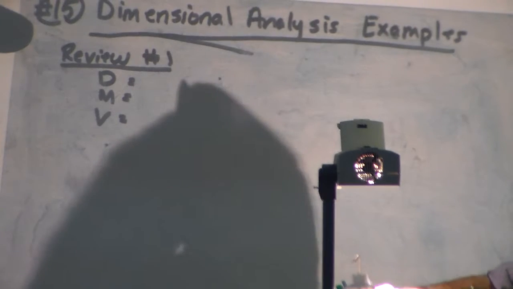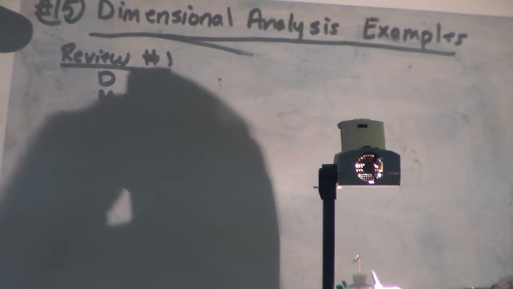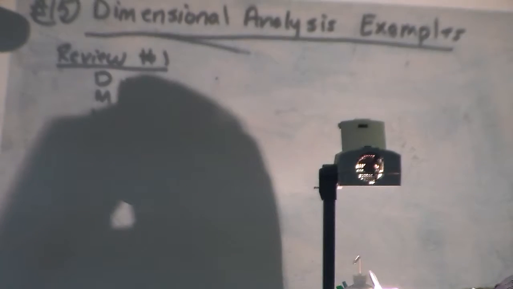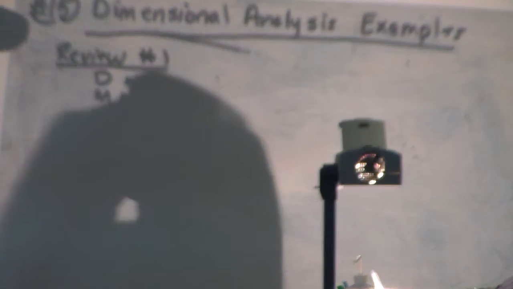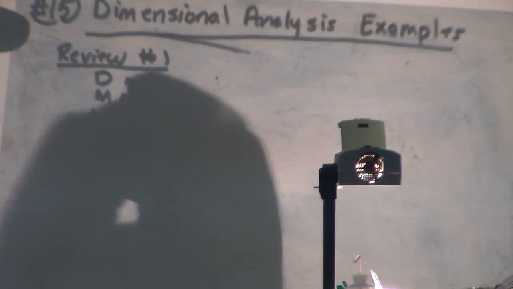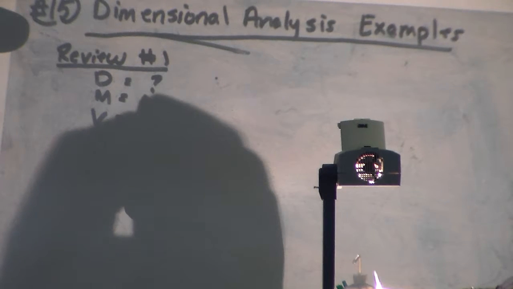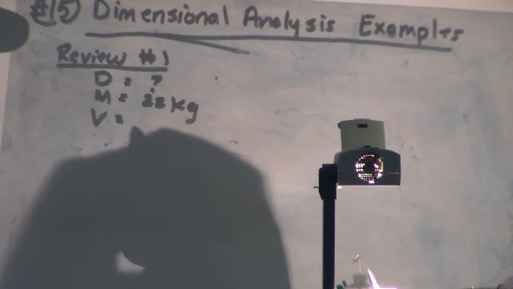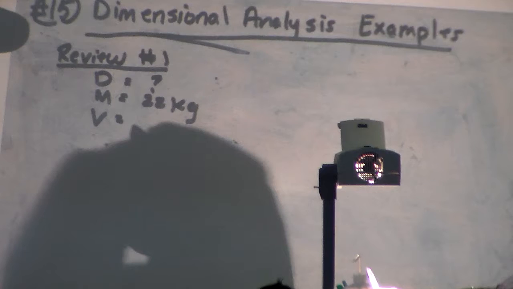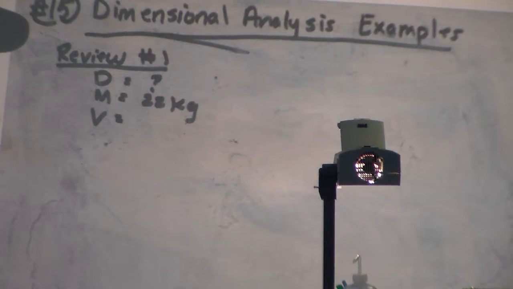What's the density in number 1, Daisy? 22. Why is 22 the density? Number 1, read it. Tell me again. So what is the density in number 1? Is the density given in number 1? What is the mass, Clayton? The mass is 22 kilograms. And then the volume is what? Caitlin, what was the volume in number 1?